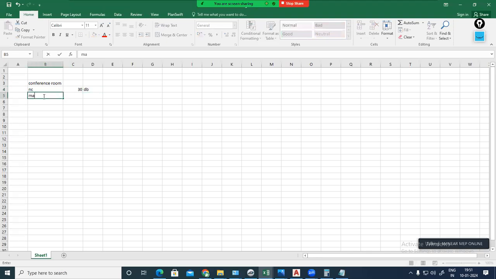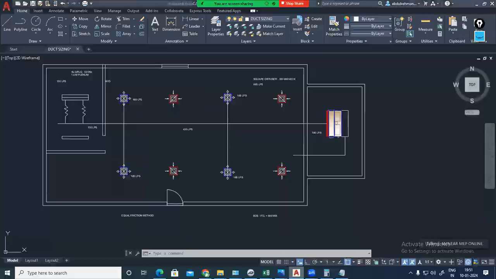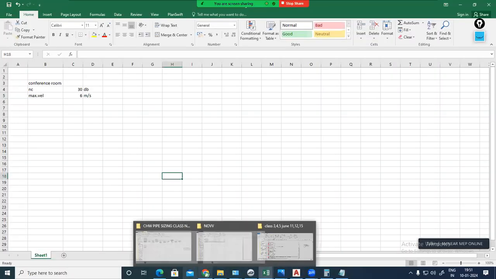Maximum recommended velocity is 6 meter per second. Any value less than 6 meter per second is fine. Otherwise it's fine. Now we can move to the first method, equal friction method.